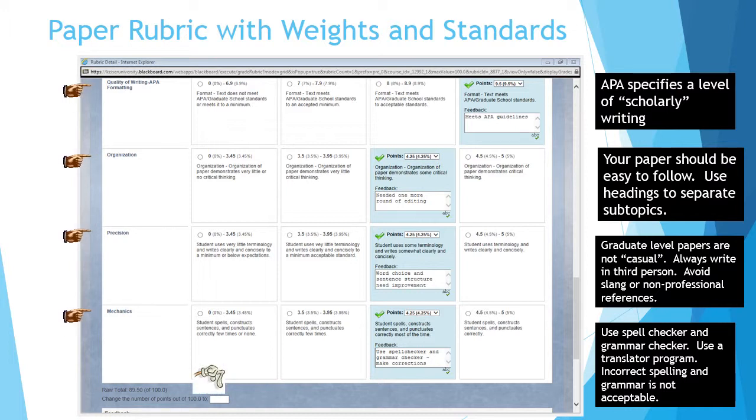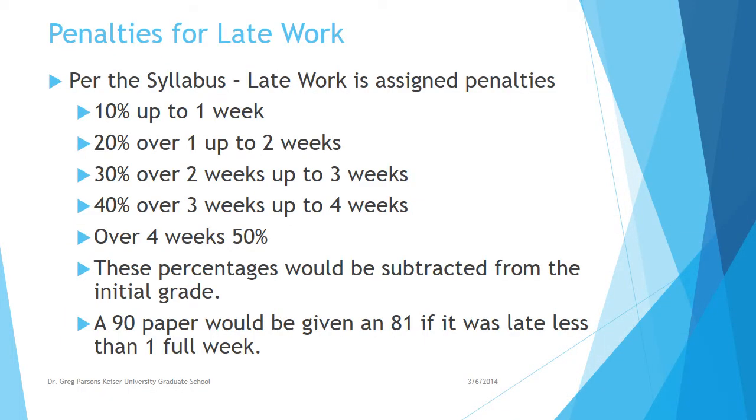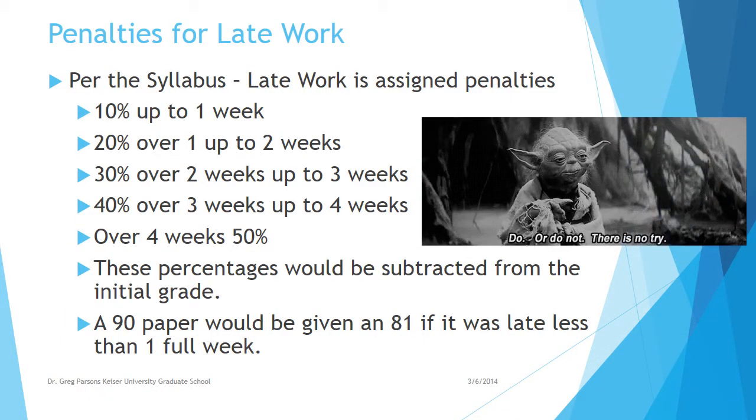Finally, the total score ends up being put together, and in this particular case, we're looking at an 89.5 based upon what the rubric says. Now, as long as the paper was turned in on time, there would be no penalties for late assignments, and that would be the score that would show up in the grade book. If there were late penalties involved, then that would be taken out of the 89.5 score. Penalties for late work, I've talked about these before: 10% up to 1 week, 20% for 1 to 2 weeks, and so on and so forth. These percentages would be subtracted from the initial grade.